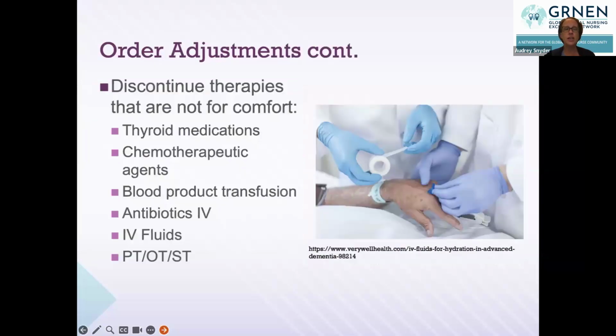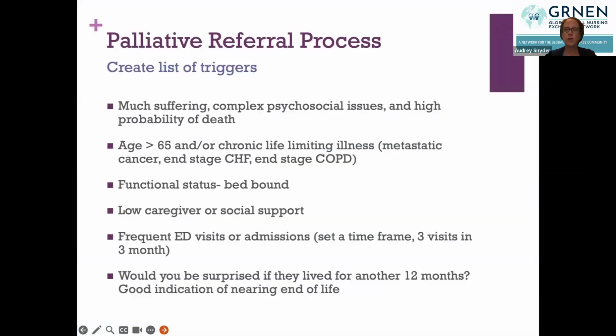We want to discontinue any therapies that are not for comfort. So someone who's on hospice who is early in their time period there, then maybe they still get their thyroid medications. But we're going to discontinue those when we truly are at end of life. Chemotherapeutic agents, blood transfusions, antibiotics, IV, any fluids, PT, OT, speech therapy, those are going to get discontinued. Realizing that we're not going to always withhold all antibiotics, but let's say someone has a urinary tract infection, then yes, we might treat them with antibiotics to give them more comfort. We're not treating to cure everything, but more for comfort.